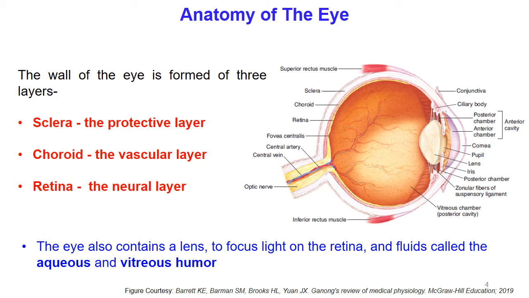Apart from these layers, the eye also contains a lens to focus the light on the retina and fluids called the aqueous and vitreous humor. The light enters the eye through the cornea and passes through the aqueous and vitreous humor and then focuses on the retina.